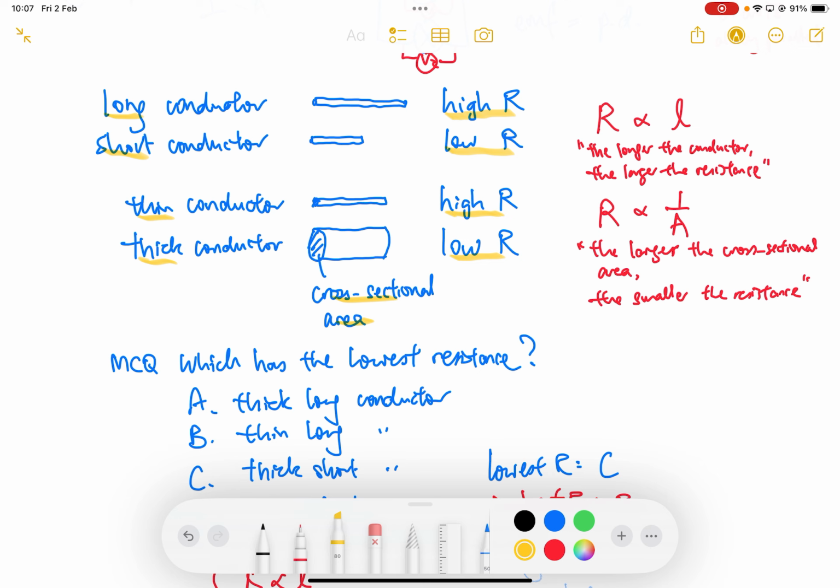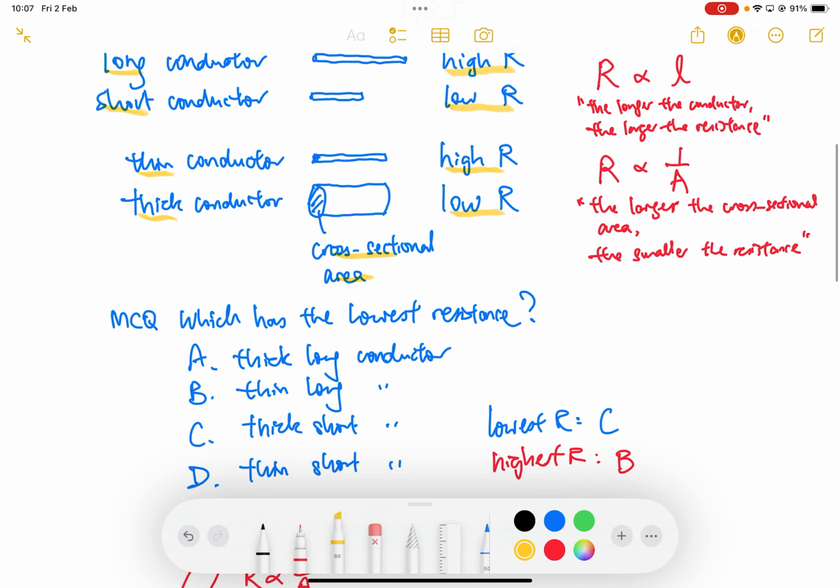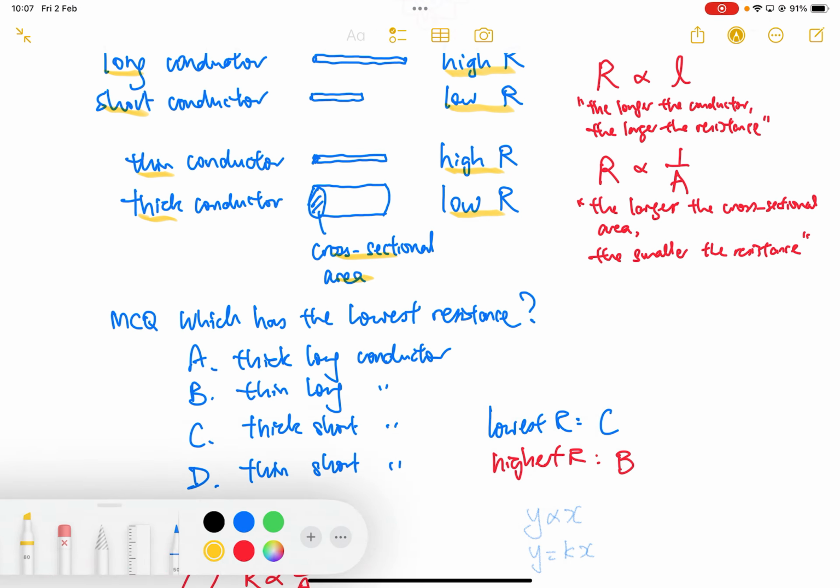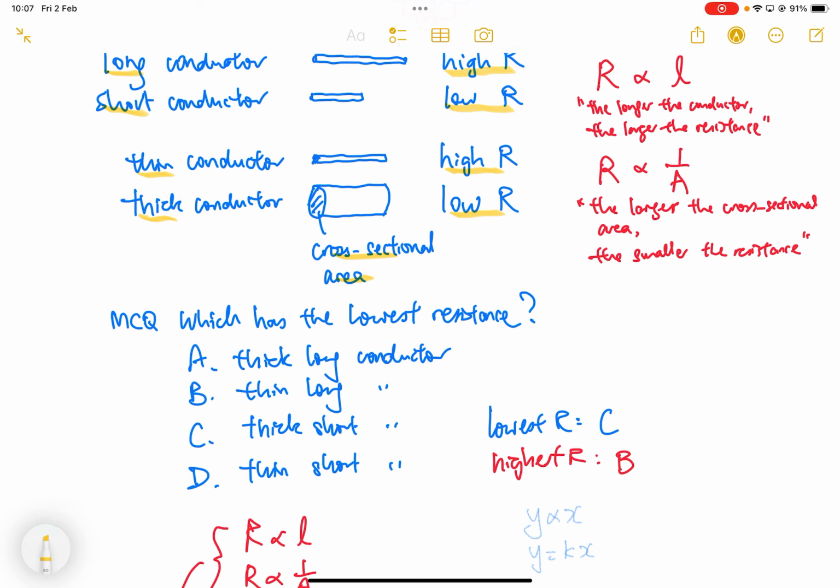So we have already done this. Which of the conductors have the lowest resistance? It will be the conductor that is the thickest and the shortest. So lowest resistance will be thick and short. Then highest resistance will be the thin and long one.